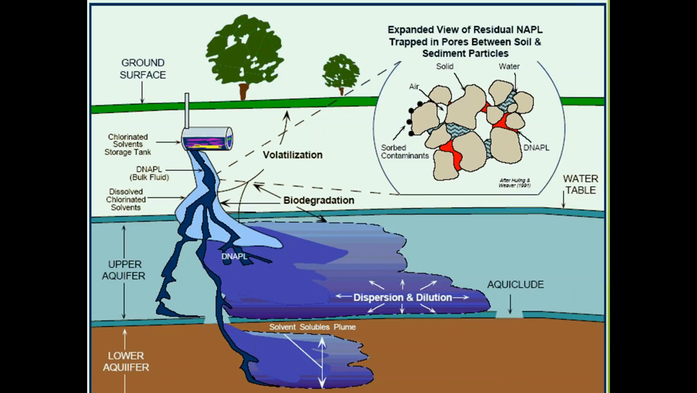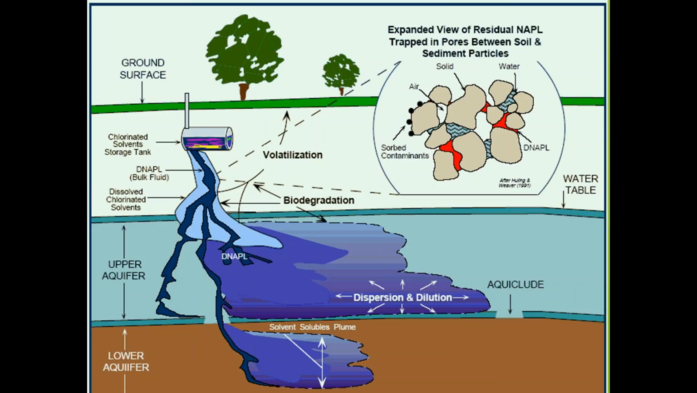PCE and TCE are both hydrophobic and both have densities greater than water, as mentioned. As a result, they tend to readily migrate downward through the soil column until they reach groundwater, where they accumulate at the uppermost confining unit, as shown above.